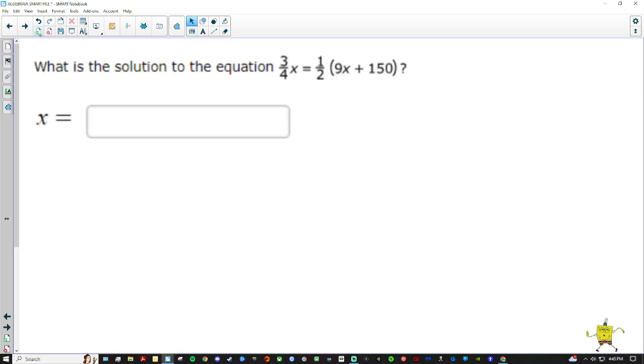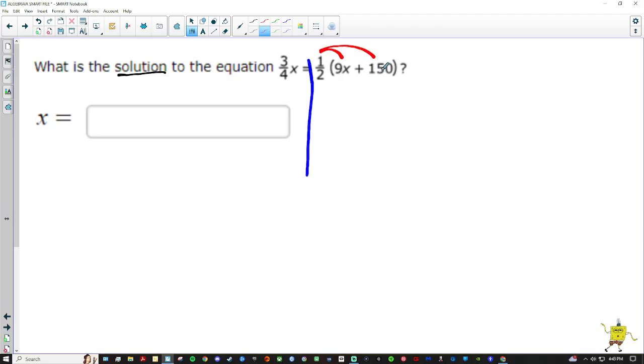Okay, here we go. Next one. What is the solution to the equation? So it's asking me to solve. Draw my line. Right now, I see a bunch of nasty fractions, so we're going to use a lot of Desmos to help us. So same rule. Start with the distributive property. Multiplying 1/2.